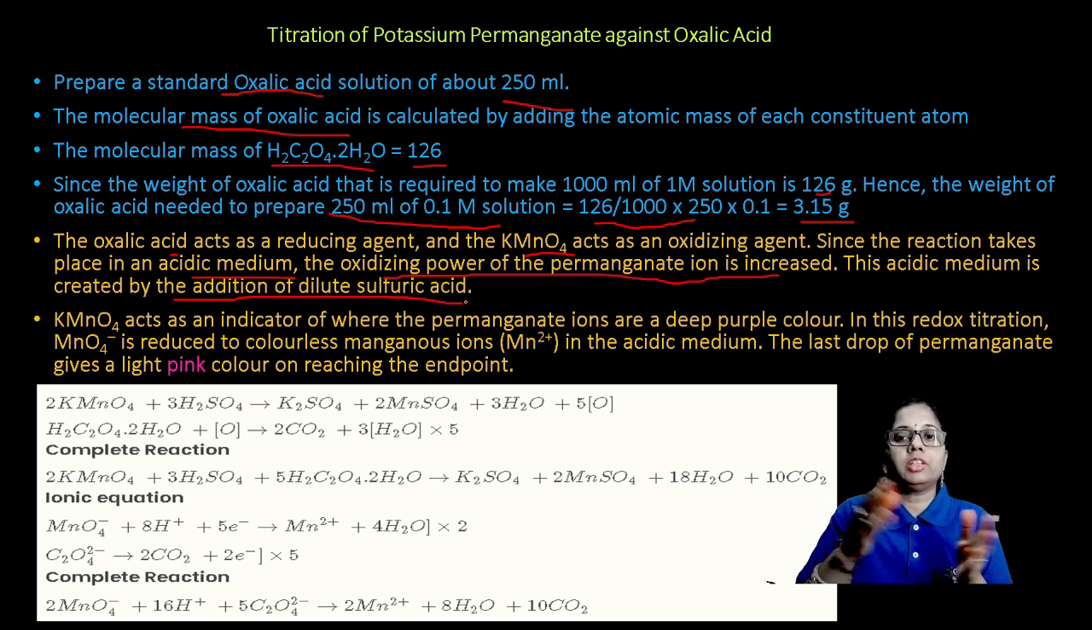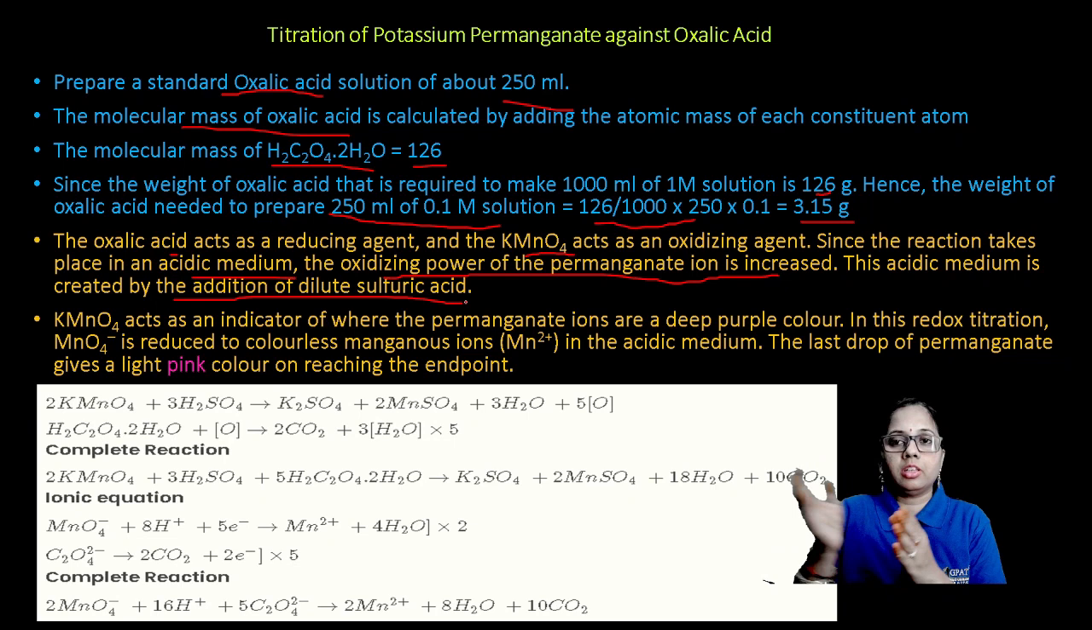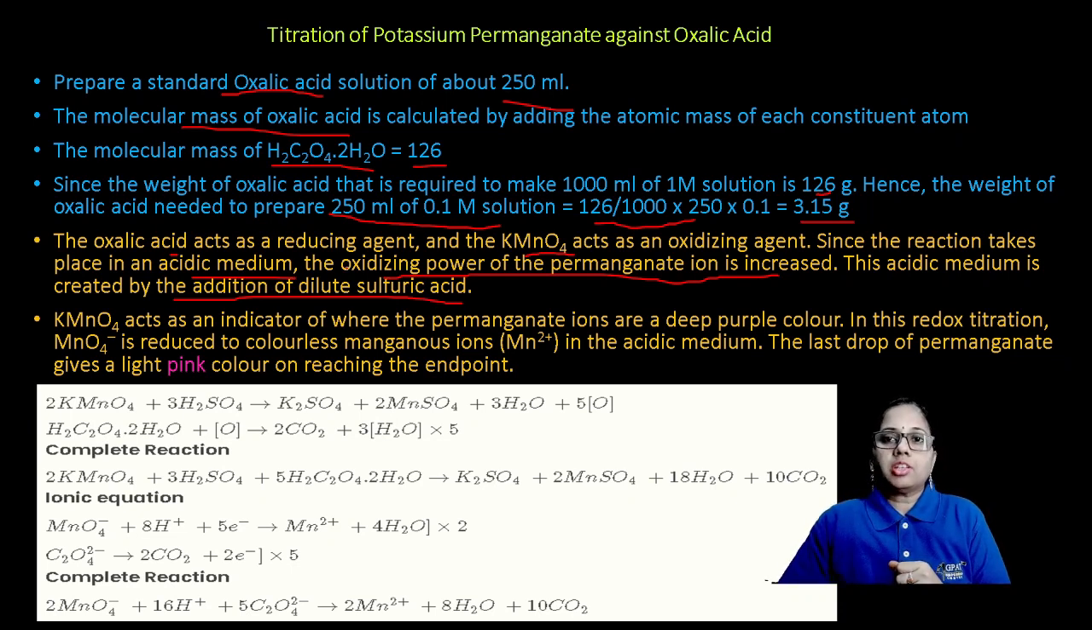That means whenever oxalic acid is weighed and prepared as the 0.1 molar solution, you take a certain amount, 10 ml or 20 ml, in the conical flask. In that you need to make the solution acidic, that means you need to add dilute sulfuric acid. Then KMnO4 itself is going to act as an indicator because it is a pink colored solution, where the permanganate ions are a deep purple color initially.